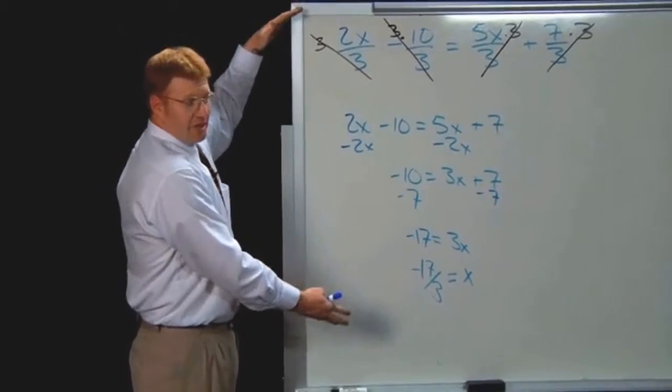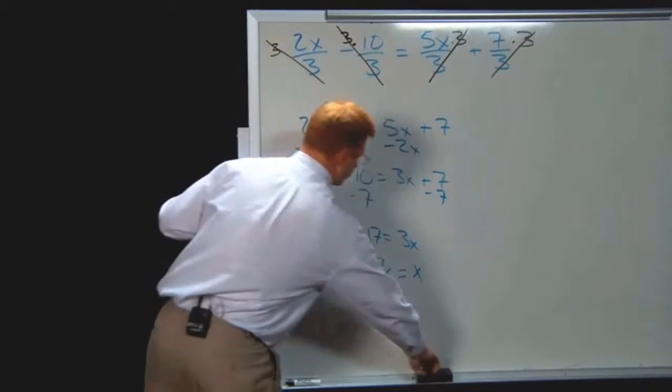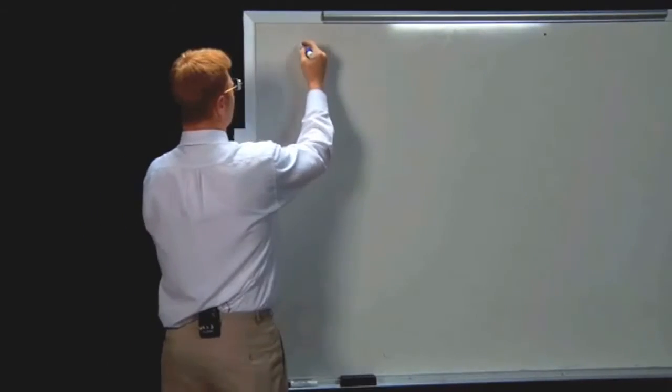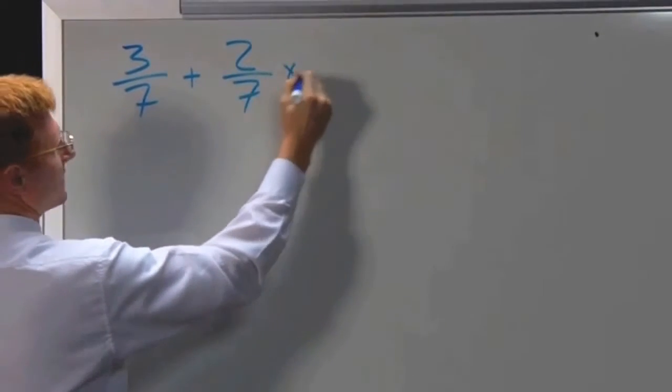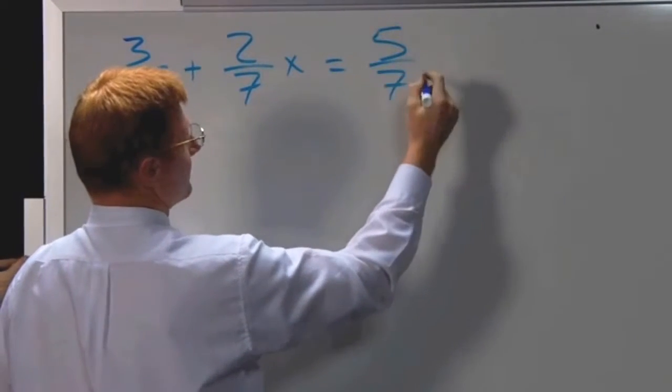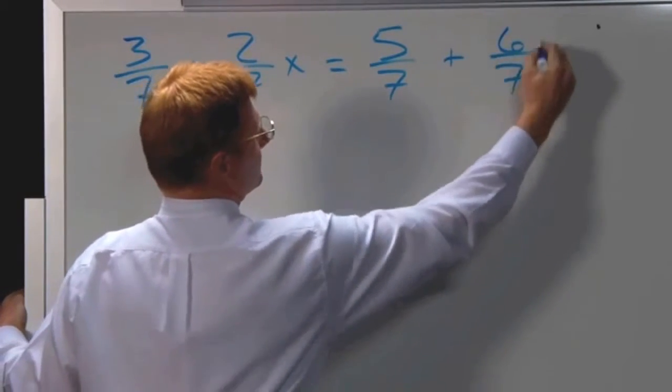It's going to take a little bit on your paper. It's okay. It's good use of resources. Let's do another one kind of like that. 3 over 7 plus 2 sevenths x equals 5 sevenths plus 6 sevenths x.